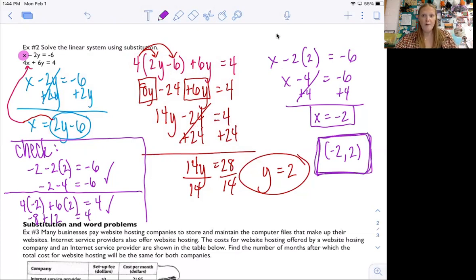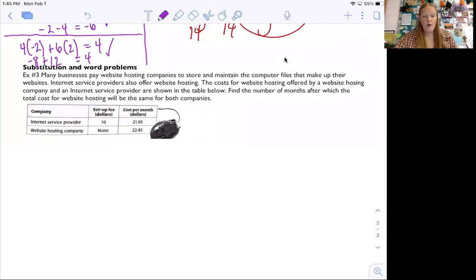Okay, cool. How we doing? All right, last examples. We're going to look at this in the context of a small word problem. This is an older problem, so I apologize.